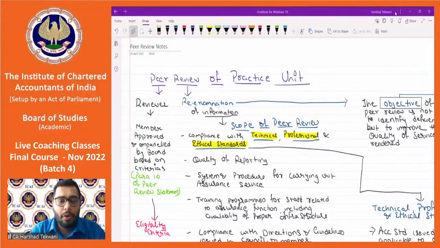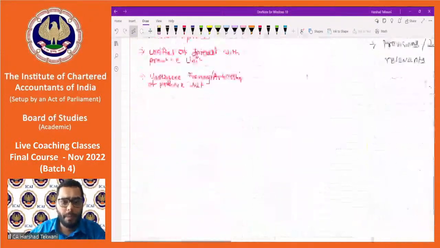Okay, yeah. So for the practice unit, like as I said, that peer review is for all of the entities, all of the practice units. So all of the practice units are covered under the peer review. However, there has been bifurcation in practice unit also. Every practice unit, including its branches, are covered under the peer review. But when I say practice unit, they are bifurcated into two levels, level 1 and level 2. So I'll write it down over here.